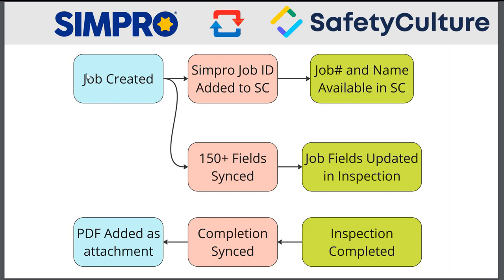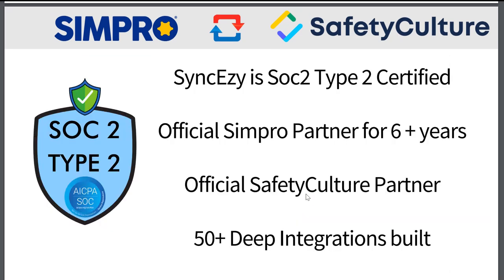In general, this is how it works. You create a job in Simpro, we take the ID and we add that to Safety Culture in a thing called the global response set. Once that global response set is chosen in an inspection, we update the job fields in that inspection from data that's coming in from Simpro. When that inspection is completed, we take the completed PDF and we push that into Simpro as an attachment to that job. That's in general how that works.